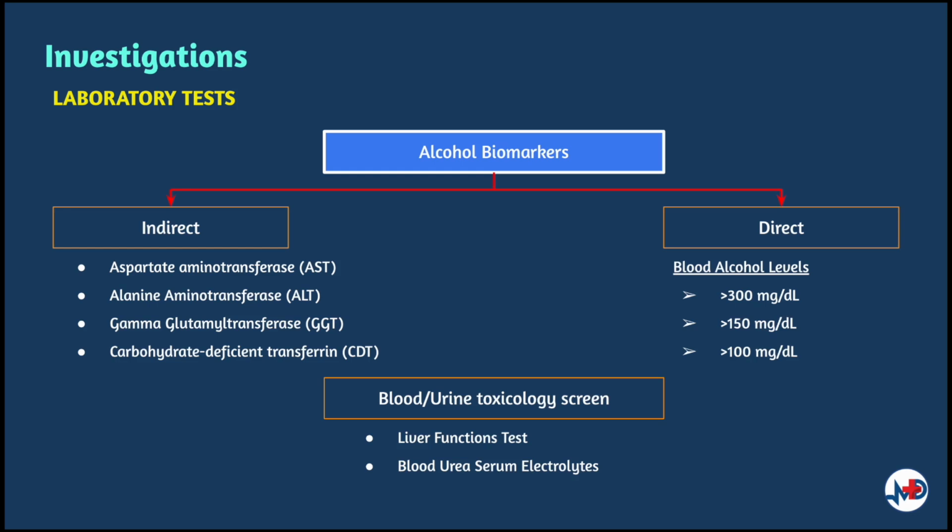A blood alcohol level detects alcohol intake in the previous few hours and thus is not necessarily a good indicator of chronic excessive drinking. Blood alcohol levels are considered direct alcohol biomarkers. So blood alcohol levels that indicate alcoholism with a high degree of reliability are as follows: more than 300 milligrams per deciliter in a patient who appears intoxicated but denies alcohol abuse, more than 150 milligrams per deciliter without gross evidence of intoxication, and more than 100 milligrams per deciliter upon routine examination.